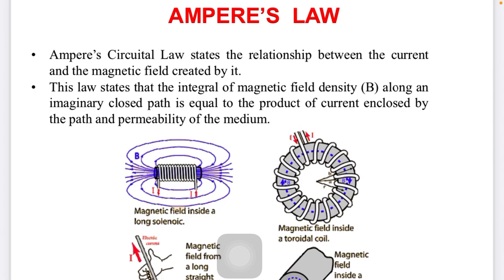So this law states that the integral of the magnetic flux density, okay, B, H·B it is called, along an imaginary closed path is equal to the product of the current which is enclosed by the path and the permeability. જ્યારે magnetic field આવે તો permeability આવે, જ્યારે electric field આવે તો permittivity આવે, right? તો આ યાદ રાખજો, epsilon અને μ0, μr, relative, absolute, આ બધું અલગ અલગ વસ્તુ છે.